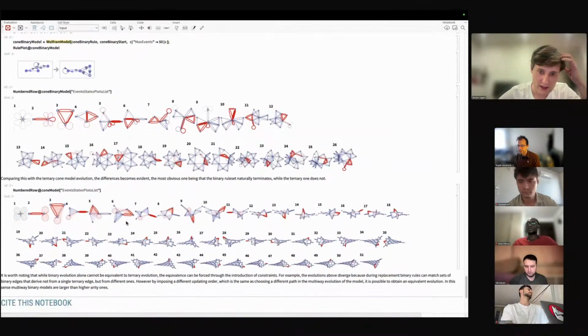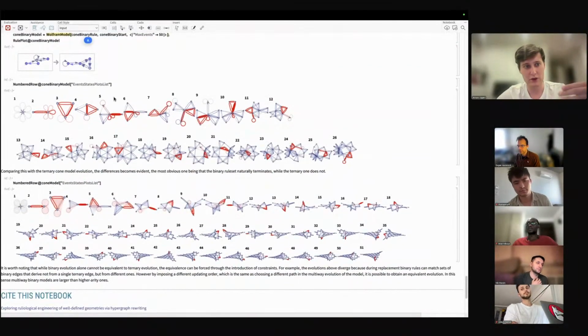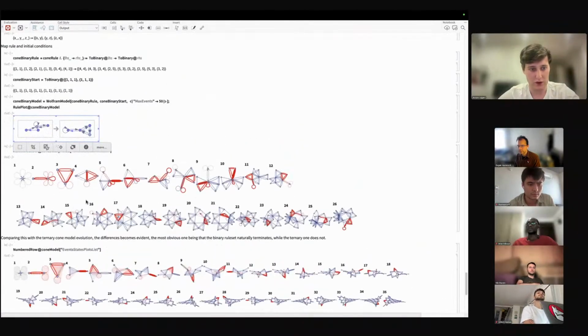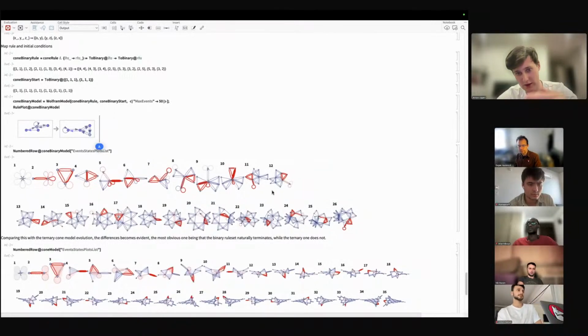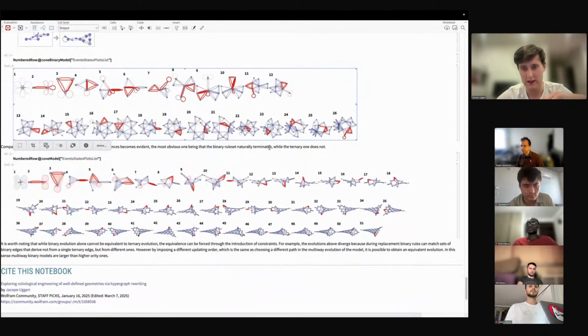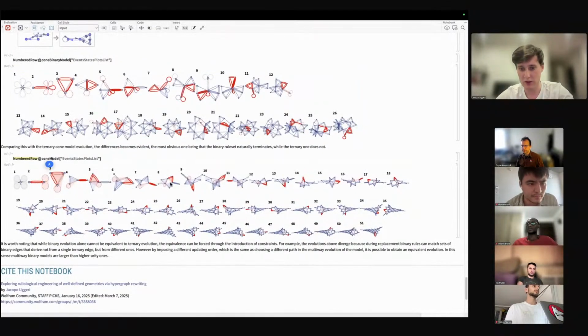And what we observe here is, of course, that the evolution is different. This is the cone rule, sort of mapped to binary and then evolved, and it naturally stops here at 26. Again, this is with this updating order, while the normal cone rule just goes on and on and on.